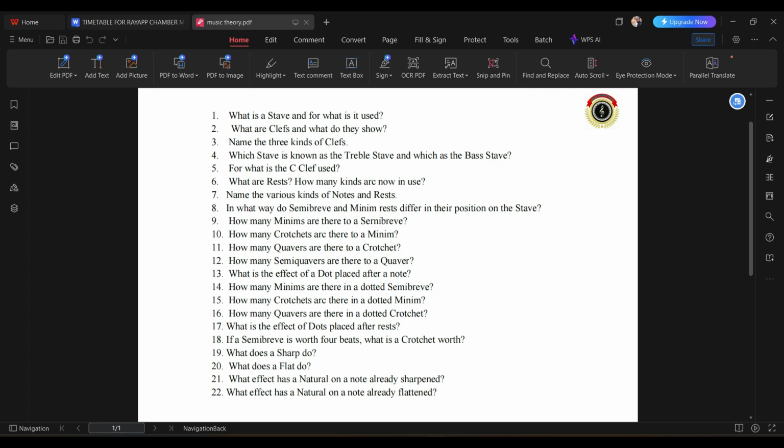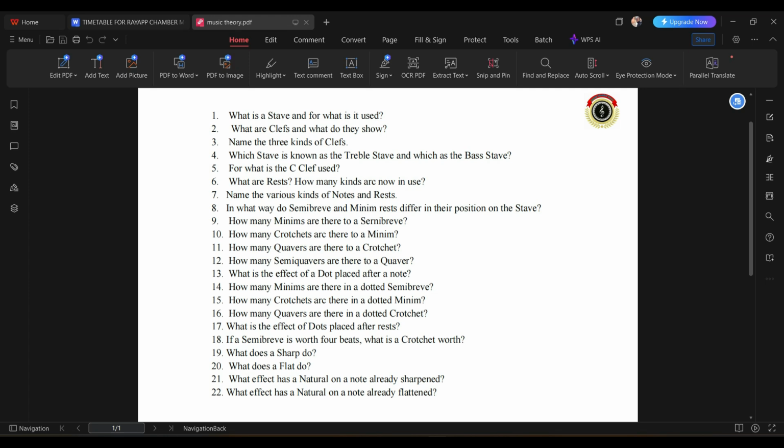So how many quavers? That's question number 11. How many quavers are there to a crochet? 2 quavers. A quaver has a half beat, and a crochet has 1 beat, so 2 quavers will give us a crochet. So how many semiquavers are there to a quaver? 2 semiquavers. So 2 quarter beats, when you sum them up, give you a quaver.